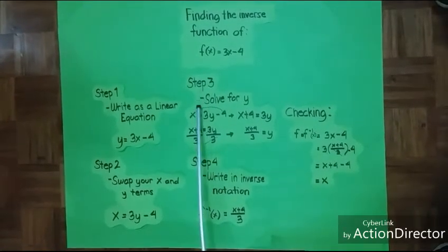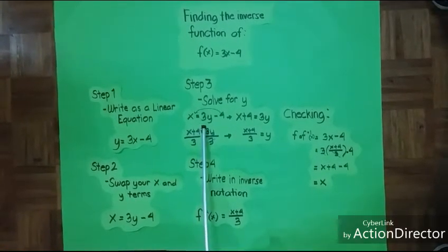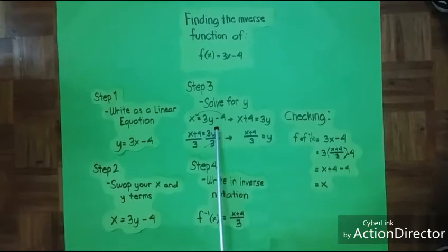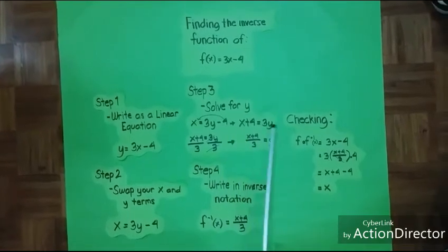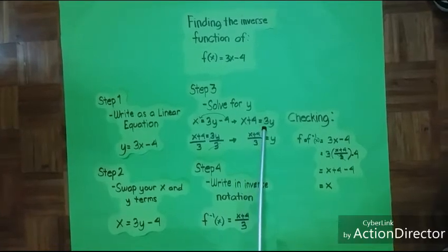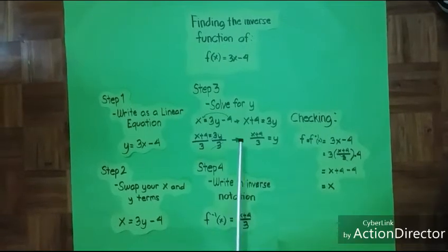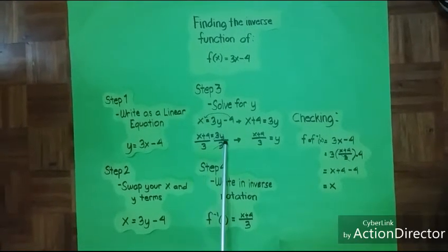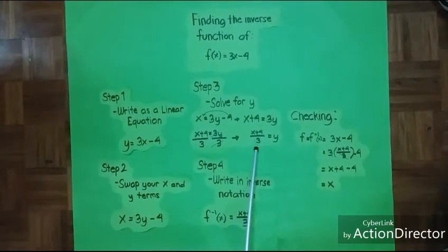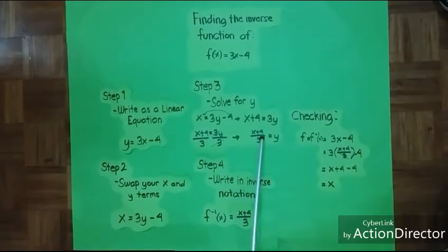On the third step, we solve for the value of y. So our original equation would be x is equal to 3y minus 4. What we did is apply the addition property of equality, wherein we add 4 to both sides, giving us the equation x plus 4 is equal to 3y. Now, let us apply the division property of equality, wherein we divide both sides by 3, giving us the equation (x plus 4) over 3 is equal to y. Now, it is the inverse of the function.